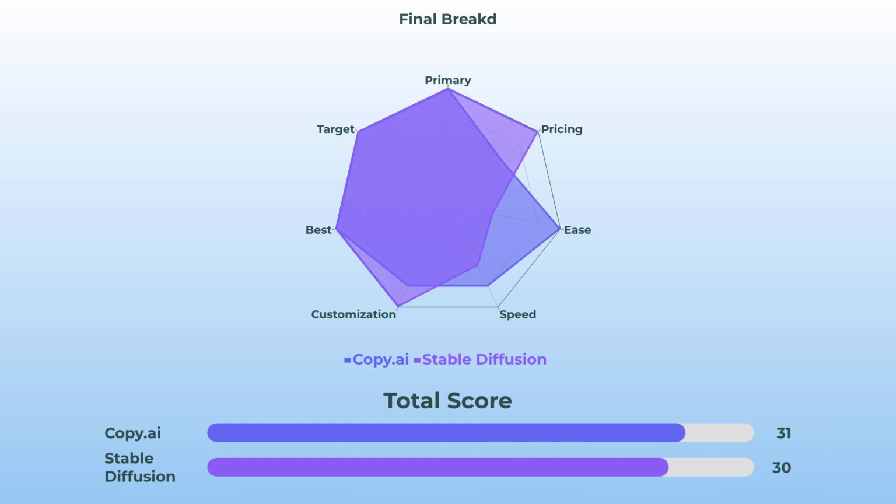Okay, let's spin around the radar chart for a sec. You can see Copy.ai absolutely dominates when it comes to usability and speed. Stable Diffusion shoots ahead in pricing and customization. Plus, its features go deep if you know how to work them. They both get top marks in their own playgrounds, not so much overlap.